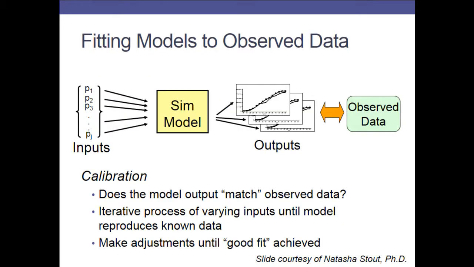So once you've selected your data, the next step is making sure that your models actually reproduce this observed data. And this process is called calibration. So what you want to see is, does your model output match these observed data trends? And calibration is an iterative process of varying your model inputs until your model reproduces the known data, and you continue to make adjustments until you have a good fit.